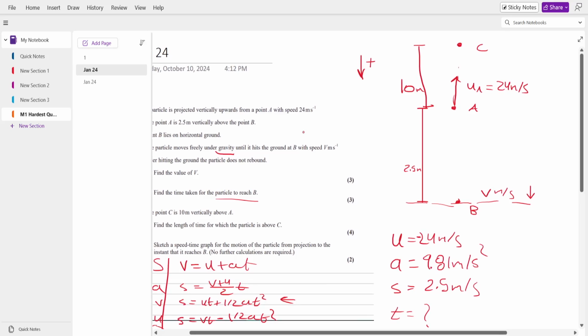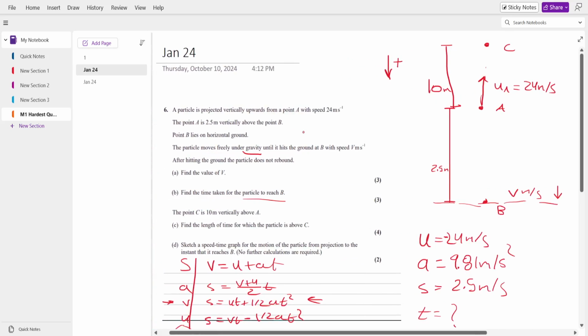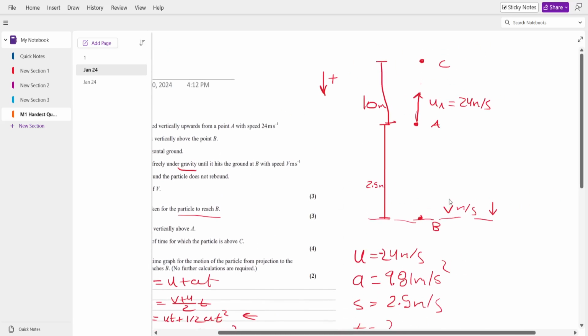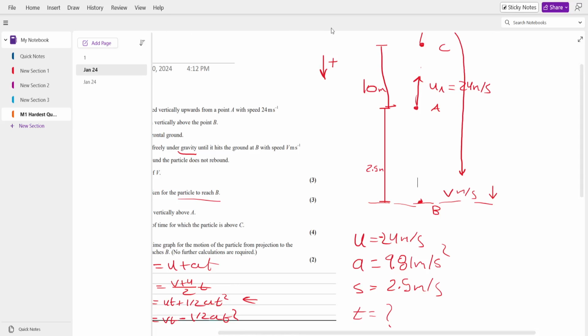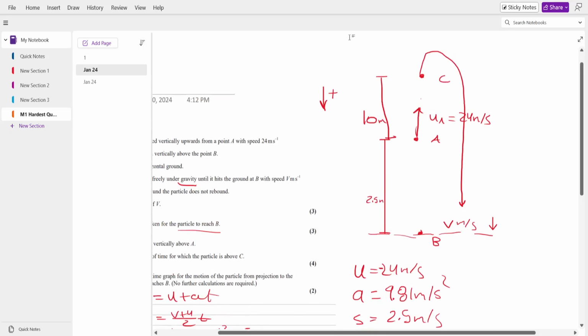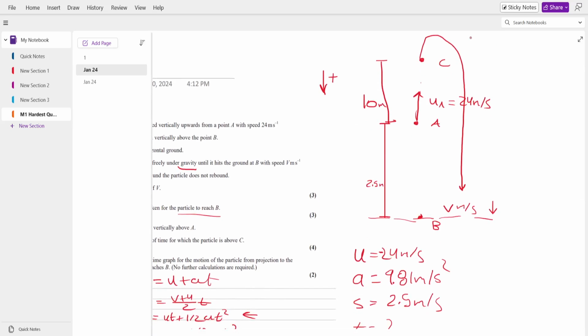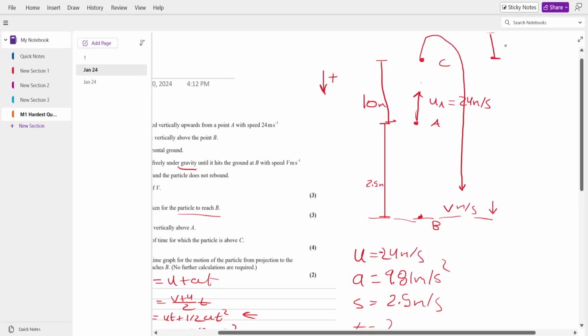In the question it tells me to find the length of time for which the particle is above C. So that means that my particle is going to launch, reach C, and then continue back down until it reaches the floor. So what I want is basically the time period for which this particle was above C.